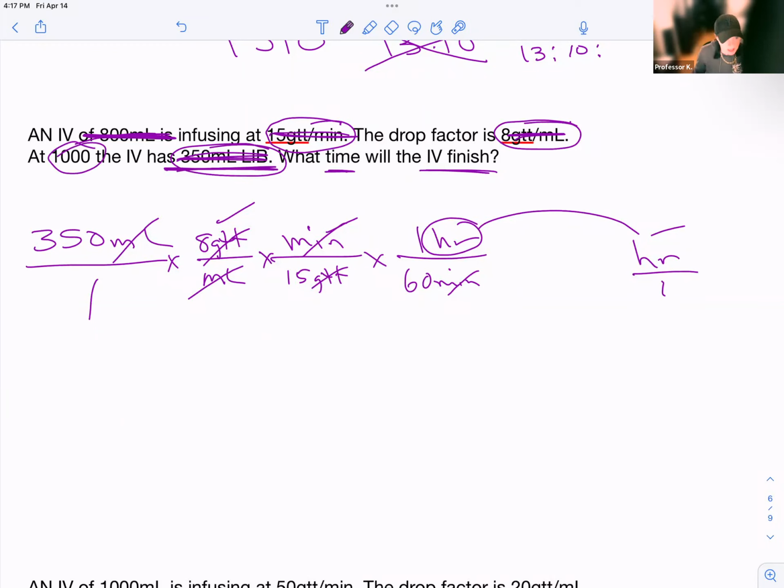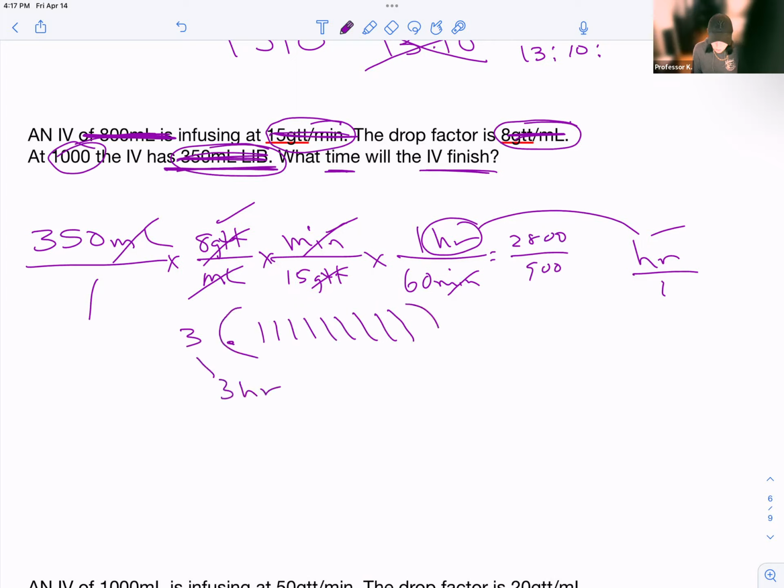So when I do my math, it'll be 2,800 over 900. When I divide that, I will get 3.1111111. I'll go as far as it'll let me. So what does this represent? I've got 3 hours and 0.111111 times 60 is 6.666. That's minutes, so I'm rounding that to 7. So it's 3 hours, 7 minutes.